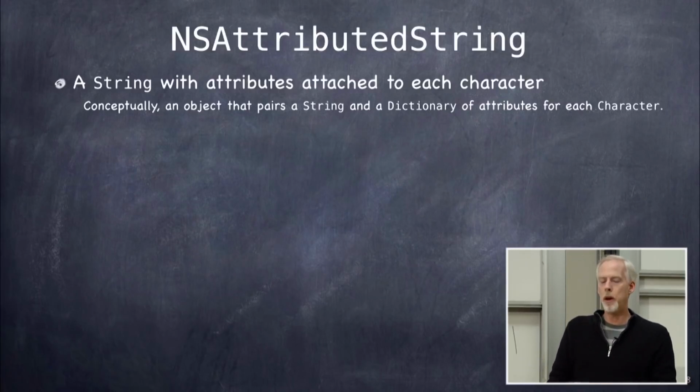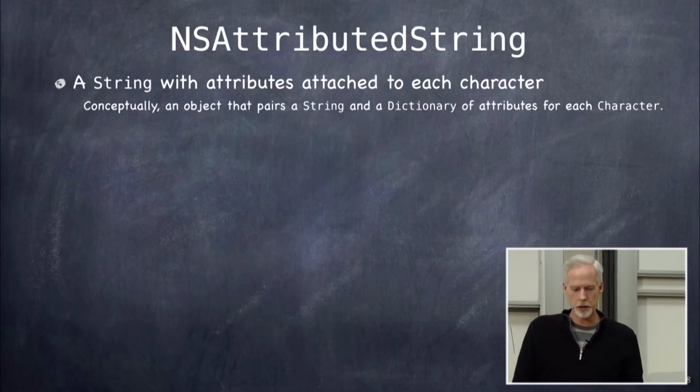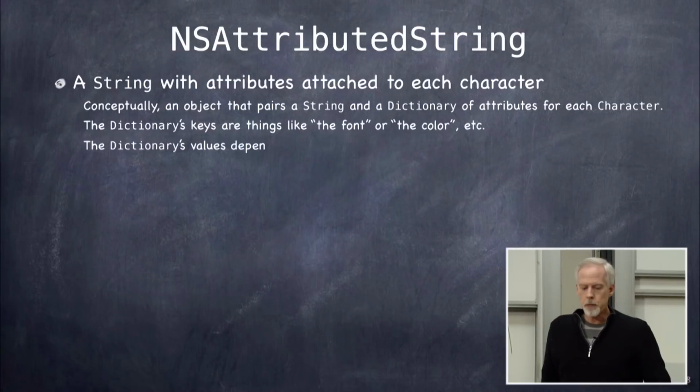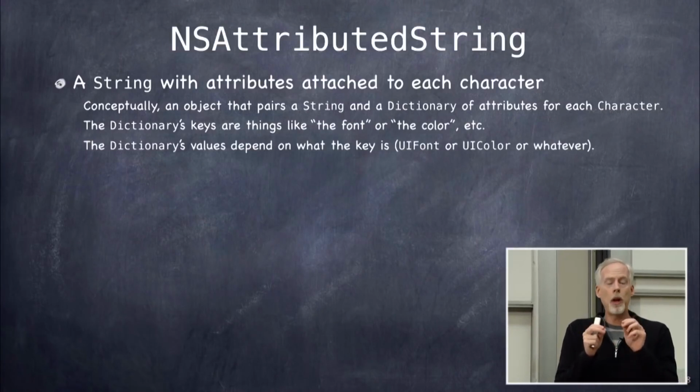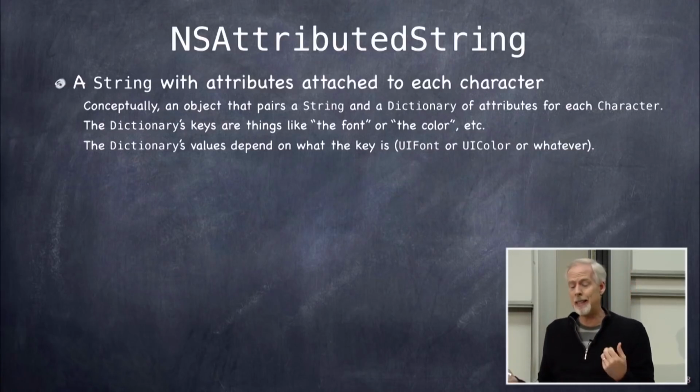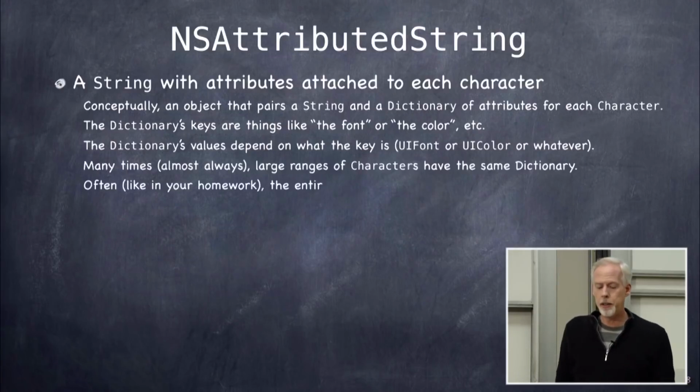Okay, that's what an attributed string is, right? A string with attributes for each character. Each character can have a dictionary, and the keys are well known. You can look them up in the documentation. The values depend on the type of thing. Sometimes the values are a UI font, which is a font thing. Sometimes the values are colors. Sometimes they're floating point numbers, etc.